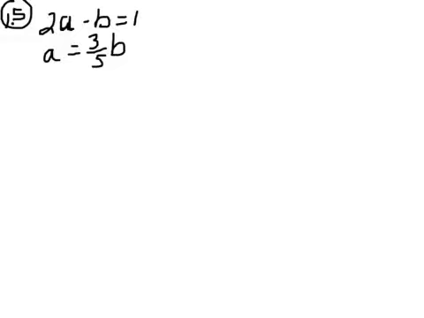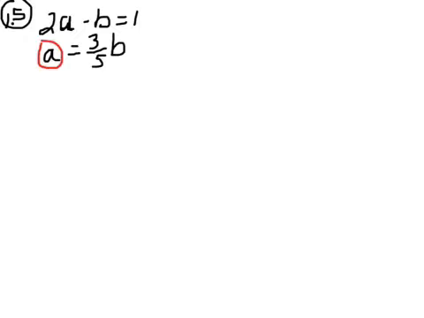This is 9.2, number 15, and it wants us to solve using the substitution method. Okay, so with the substitution method, remember you're looking for a single variable that you want, like A equals something or B equals something, and we have that here. We have A equal 3/5 B. Now it's a fraction, so it may be scary, but it's still fine. We can still use it.